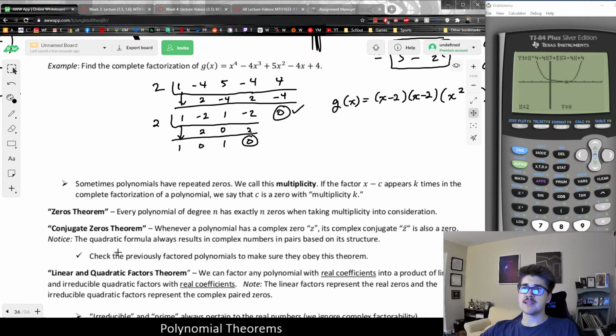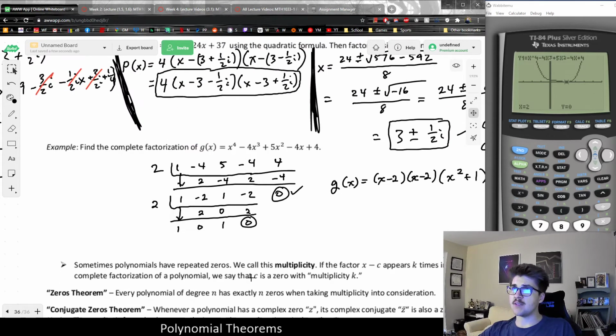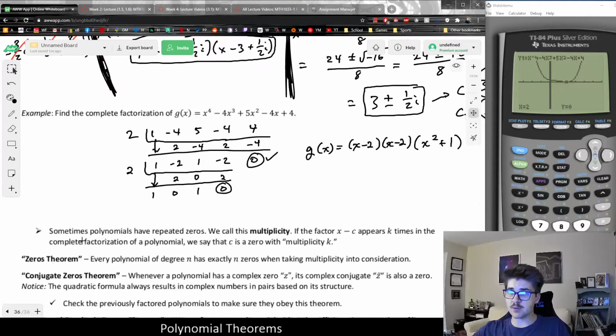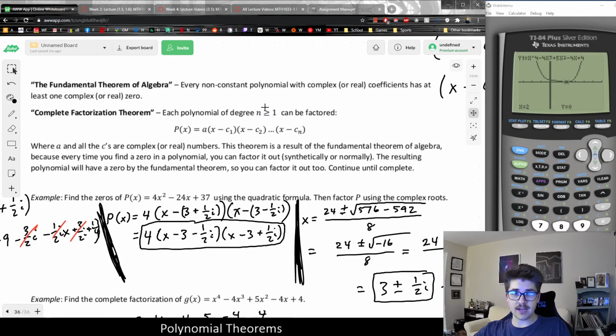The zeros theorem states that every polynomial of degree n has exactly n zeros when taking multiplicity into consideration. And this is something that's really obvious from the complete factorization theorem, and it's a property that I discussed at the very beginning when I was talking about graphs of polynomials, that if it has degree 4, it could have up to 4 zeros. That's exactly synonymous to what this is saying, and it's proved directly by the complete factorization theorem.